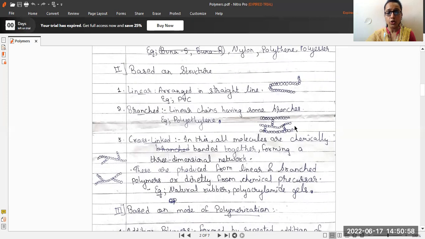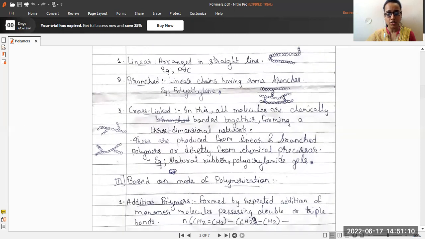Next, we'll talk about cross-linked polymers. In these polymers, all the molecules are chemically bonded together, forming a three-dimensional network. They can be produced from linear and branched polymers, or they can also be produced directly from the chemical precursor. Examples of cross-linked polymers are natural rubber, polyacrylamide gels, etc.